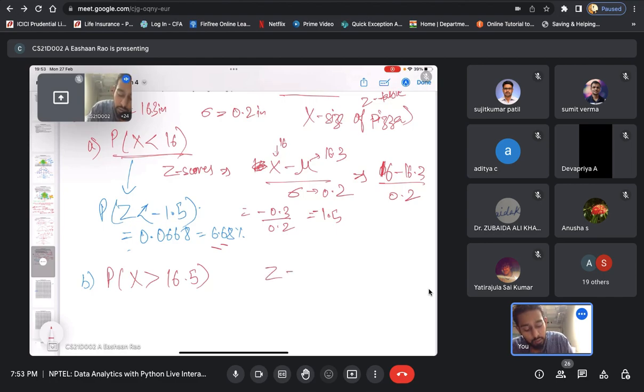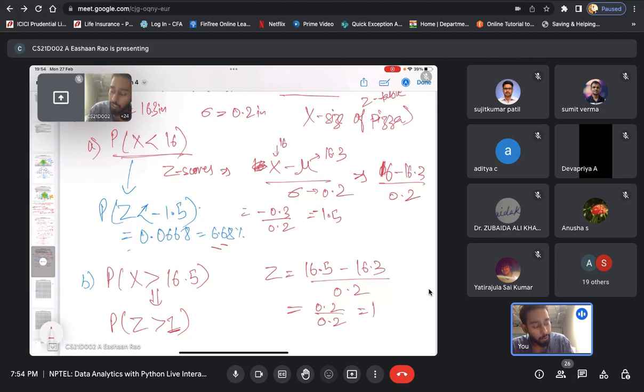So the z-score will be 16.5 minus 16.3 divided by 0.2. So it will be 0.2 divided by 0.2, which is equal to 1. So this quotient, x greater than 16.5, will be converted to z greater than 1. So I just need to find out the value for z greater than 1. If I find it, then I will tell you what next thing I have to do.